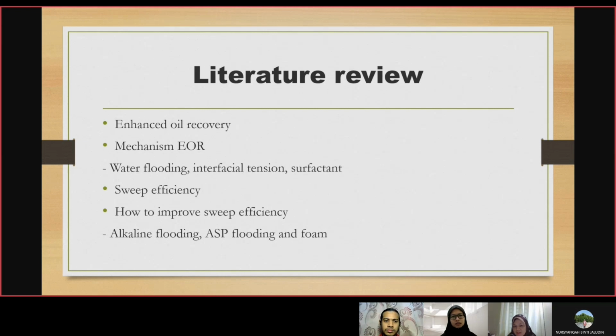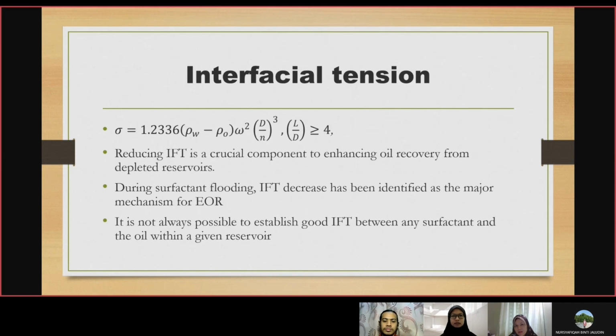Awak cakap tak ada parameters. Parameters tu macam temperature, pressure, atau interfacial tension, tu betul tapi awak tak ada nilai pun. Even cuba awak buka dekat interfacial tension, awak just tunjuk equation je. Equation dapat daripada mana ni? Daripada case study, tapi awak tak quote daripada paper mana.